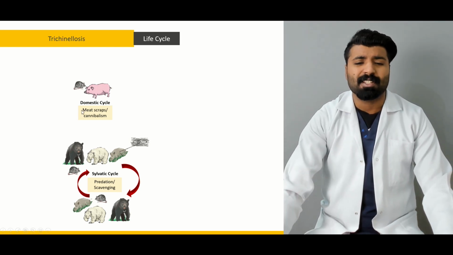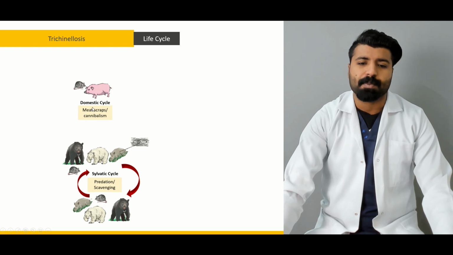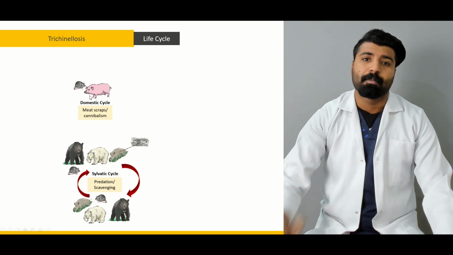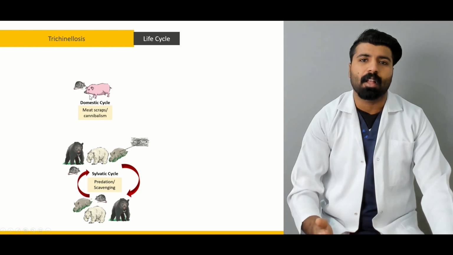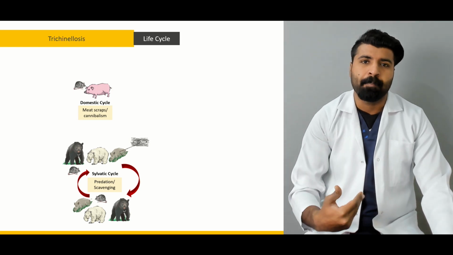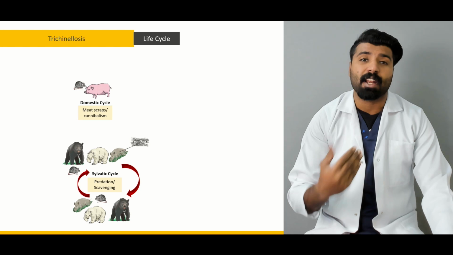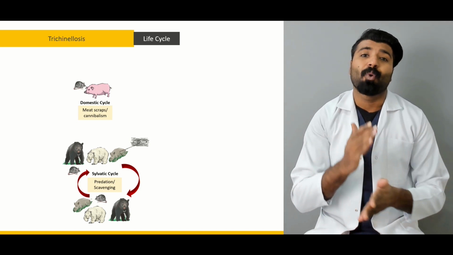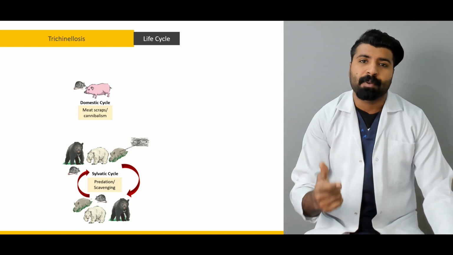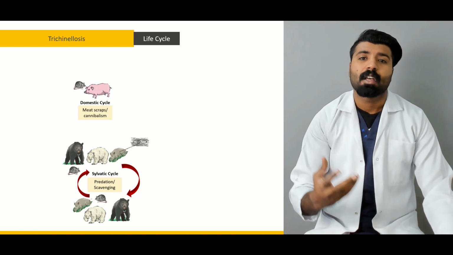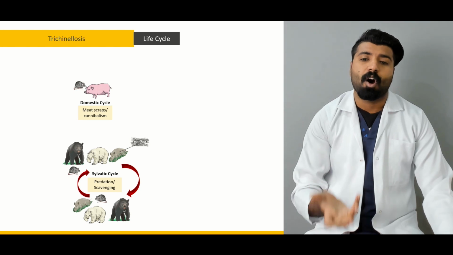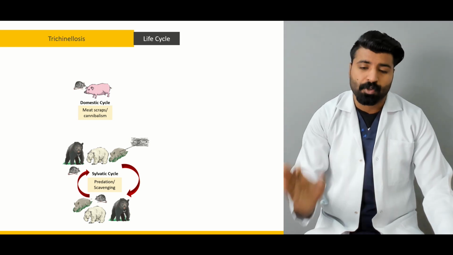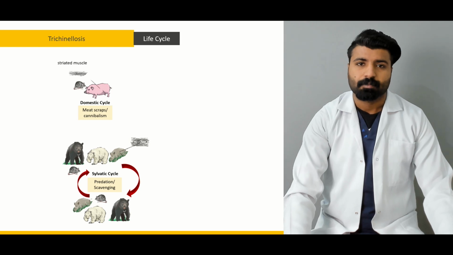So in this domestic life cycle, we have this option of meat scraps. We eat undercooked meat of either pigs or rats, and their muscles contain larvae. They are harboring their larvae, and we are going to ingest them. When we ingest them, they get into our enteric system, pass our stomach, go into the intestine and start harboring themselves there. Then the proper stages of the life cycle start inside a human body. We're going to talk about it one by one.